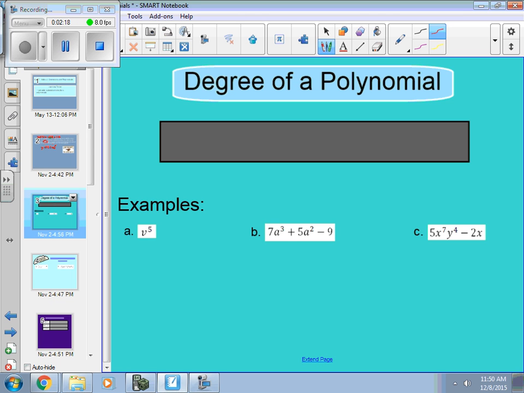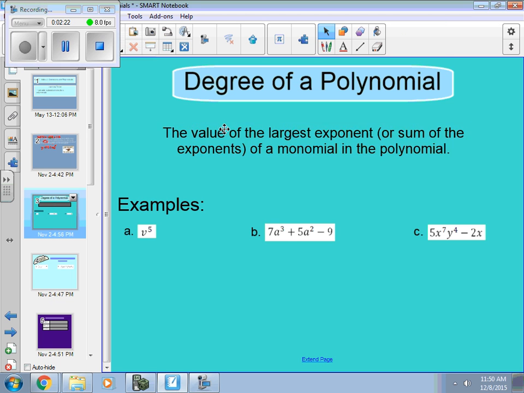All right, so the degree of the polynomial. Whenever they're asking you for the degree, that's the value of the largest exponent, or it's the sum of the exponents of any monomial term in the polynomial. Let's look at some examples. So this first one, there is only one term here. The exponent is 5, so we would say that this is degree 5, since that's the biggest exponent.